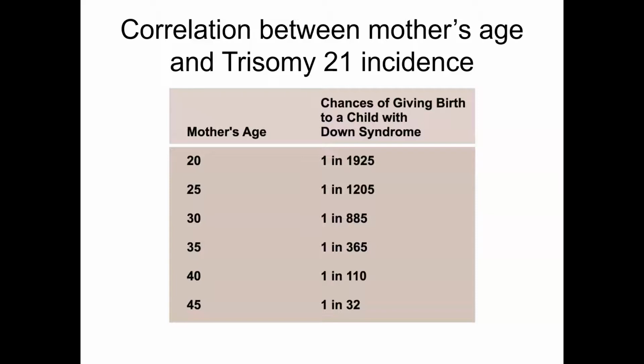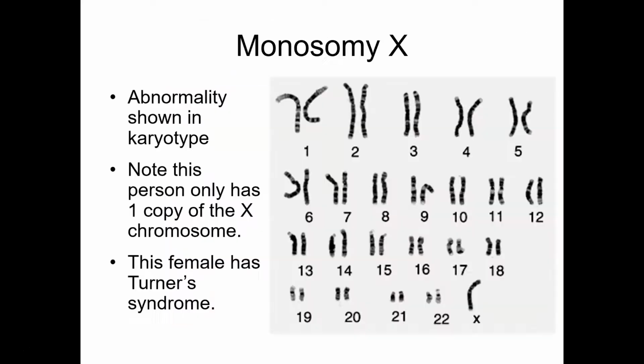This comes down to an event called non-disjunction, and it's more prevalent in women who are older, because the regulations for non-disjunction tend to reduce. Actually, most of our body's internal regulations decline as we get older, and that's part of the aging process.